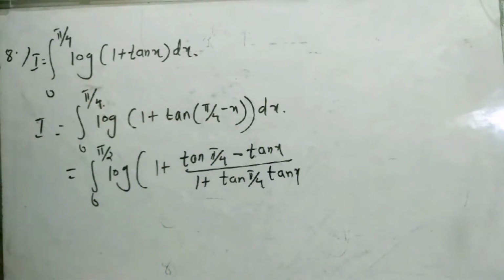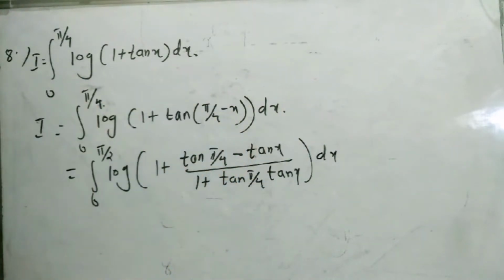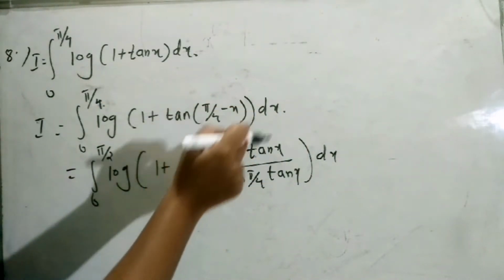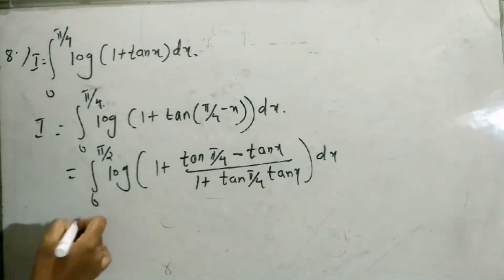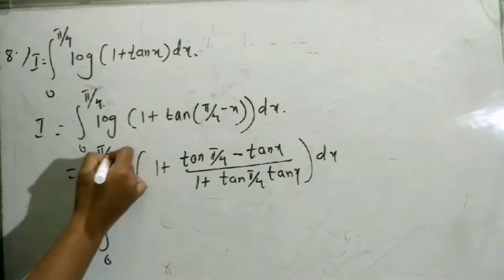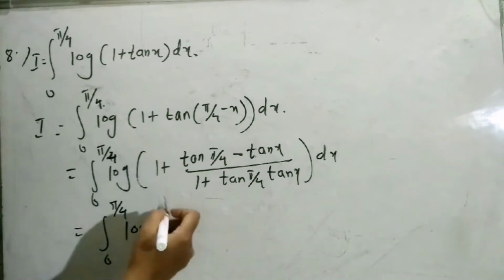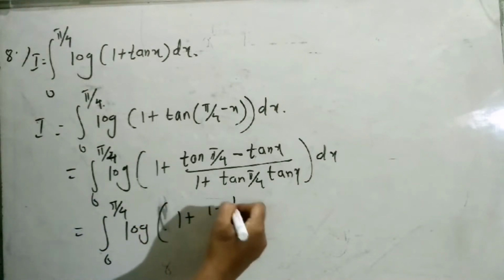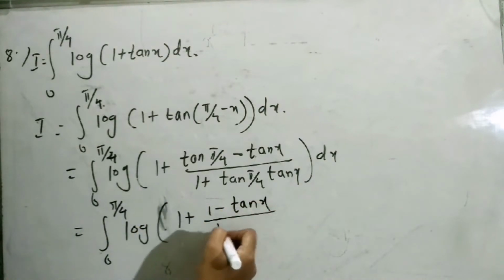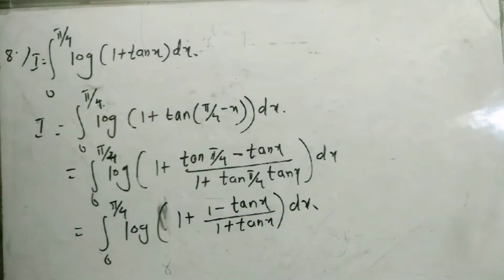This is of the form tan of a minus b, and instead of a we have pi by 4 and instead of b we have x. So tan of a minus b is tan a minus tan b divided by 1 plus tan a tan b. And this is equal to integral 0 to pi by 4 log of 1 plus, we know that tan pi by 4 is 1, 1 minus tan x divided by 1 plus tan x dx.